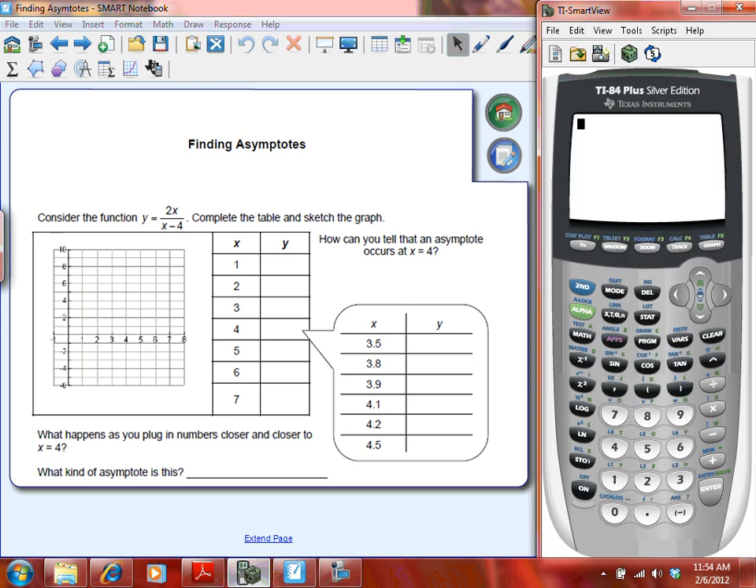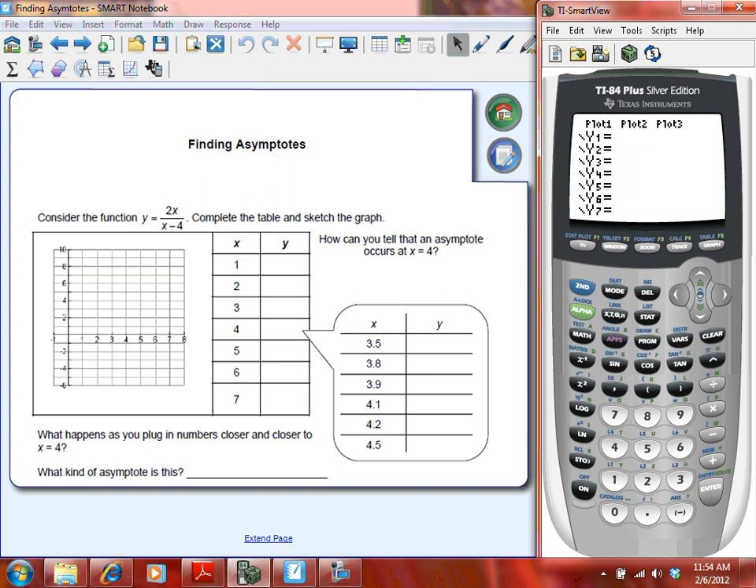All right, so you'll notice up at the top it says to consider the function y equals 2x over x minus 4, and we're going to complete the table and sketch the graph of that function. So what I need you to do first is go to y equals on your calculator. Now I know when you're typing in that function 2x over x minus 4, there's two different ways that we can do it. And I want everybody to go ahead and do it the same way. I want it typed in so that we have it looking exactly like what we see on our worksheet. I want to see that fraction there.